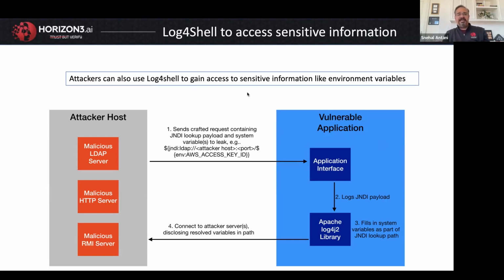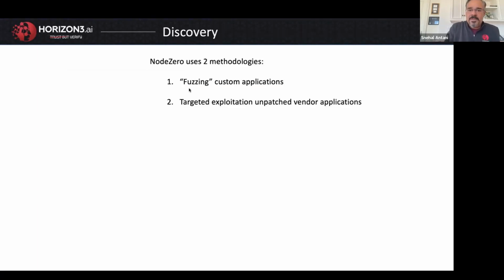So when you look at examples of attacks, the first is the different methodologies that attackers are going to use, and in this case, what Node0 uses in exploiting Log4shell. So the first approach is going to be fuzzing custom applications.